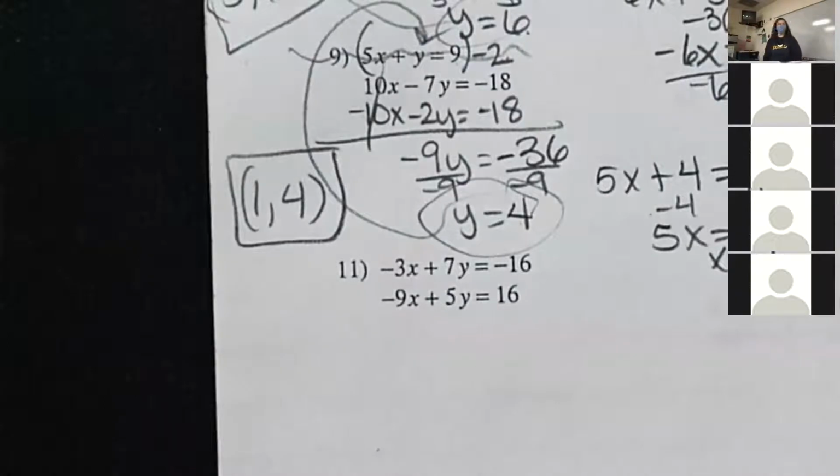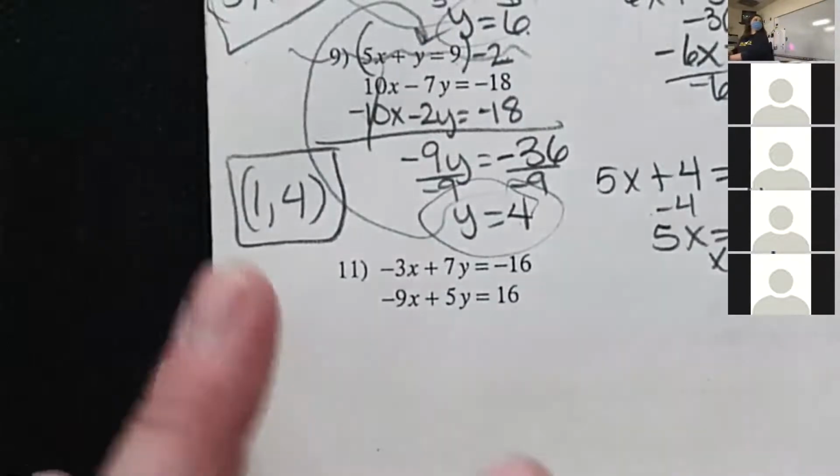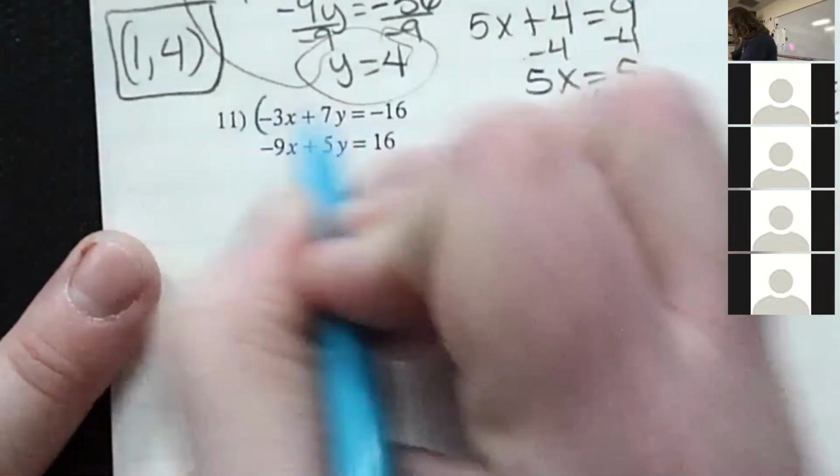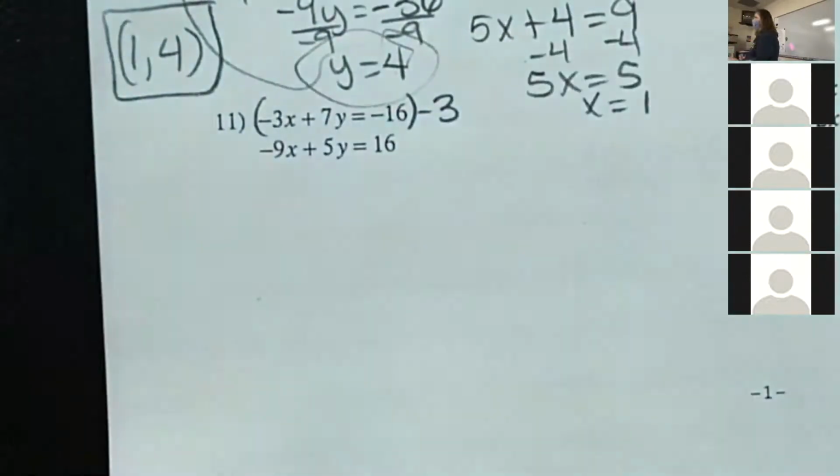Okay, let's look at 11. What do you see that maybe could get taken away? The 3x, right? Make that into a what? Into a 9? Yeah, and you're going to have to make it a -3. That's right, because you're going to have to change that sign. So I'm going to multiply everything by -3.